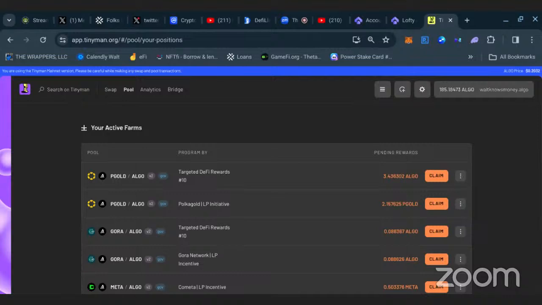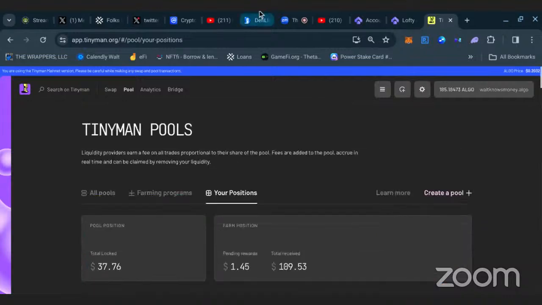It's not as risky as trading or private banking. It's just growing your money. So that's one of the benefits to look into farms. And I got a new farm for us too. All right, so DeFi Llama.